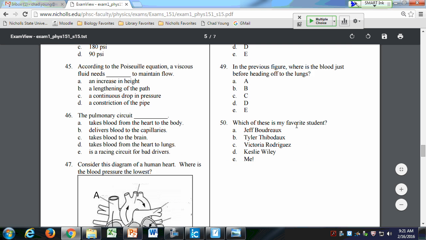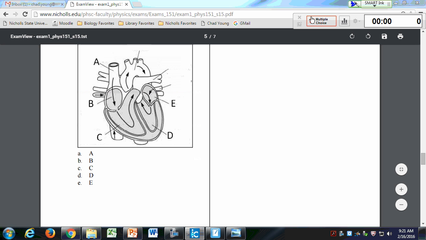All right, where is the blood just before heading off to the lungs? A, B, C, D, or E? Where is blood just before it heads off to the lungs? A, B, C, D, or E? Alrighty? Okay, good. I'll stop at 35.